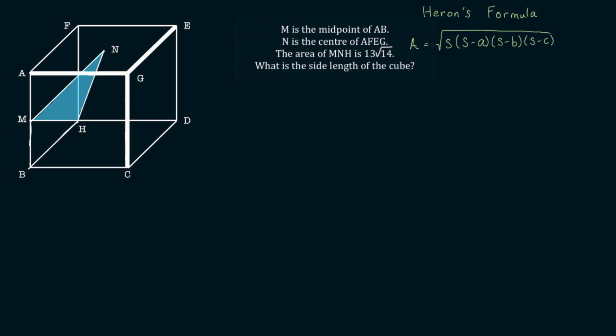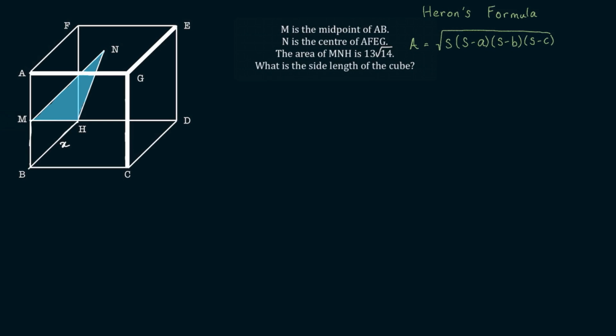Now, we're given the area of this blue triangle, and using this, we can somehow find the side lengths of the triangle, and that could help us to find the side length of the cube. To do this, we'll look at the other two givens. Our first given is that M is the midpoint of AB. I think it would be helpful to use a variable for the side length of the cube, so let's call it x.